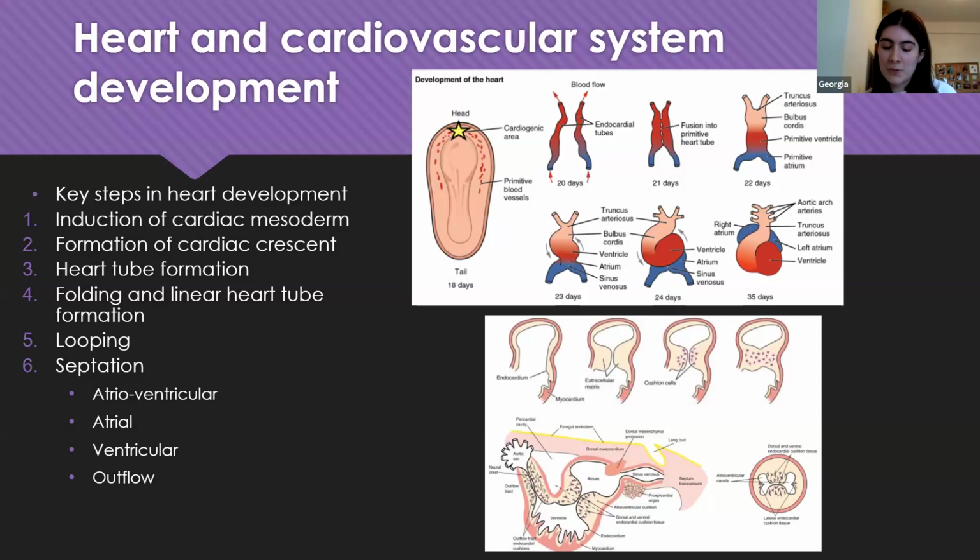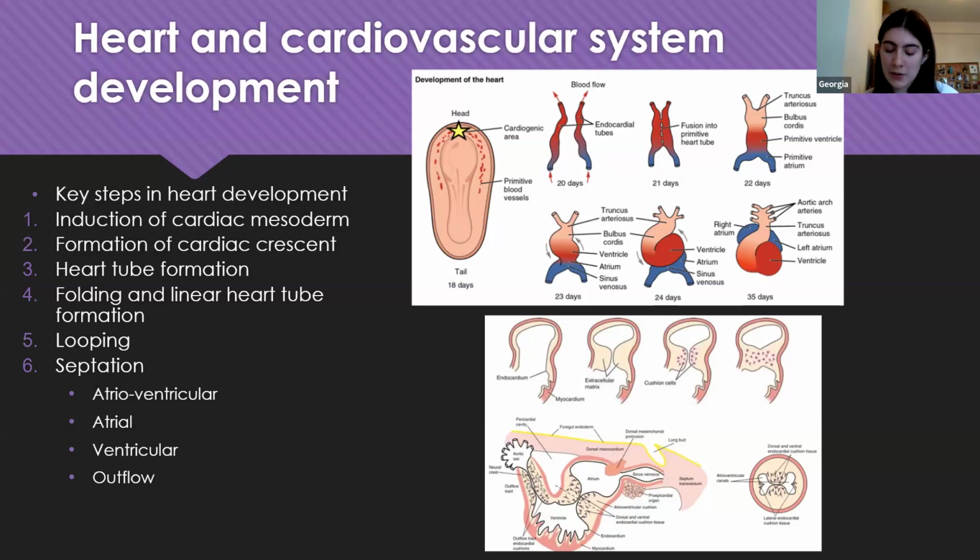This one linear heart tube consists of, from rostral to caudal, paired dorsal aorta, truncus arteriosus, bulbus cordis, primitive ventricle, primitive atrium, and paired sinus venosus. And at this point, the myocardium has migrated to the tube, so the developing heart now has some contractile activity.